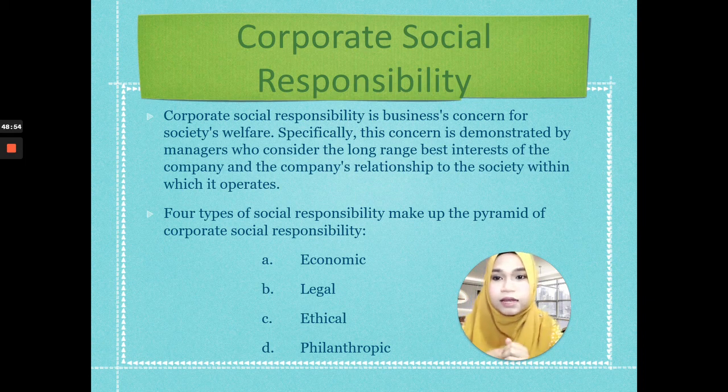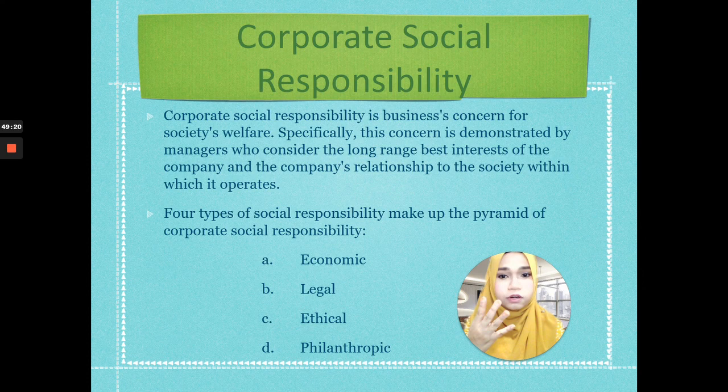Okay, now we talk about CSR. CSR, corporate social responsibility. It is a business concern for society's welfare. Specifically, this concern is demonstrated by managers who consider the long-range best interests of the company. Remember your societal marketing orientation? So this is very much related to that, yeah?